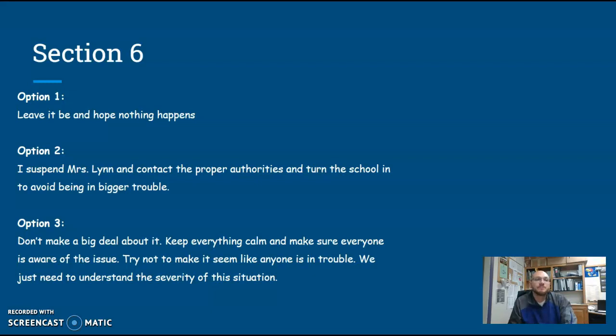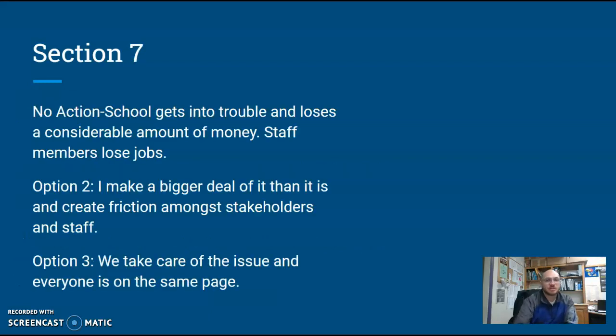Option three, you don't make a big deal about it, but you do make a big deal about it. So you keep everything calm and make sure everyone is aware of the issue. Explain the copyright laws and what could happen to the school, and say this is not what we want, and come up with solutions to fix the issue. Make it to where it doesn't seem like anybody's really in trouble. Mrs. Lynn's not trying to hurt the school; she's trying to help it. So you go with that, and just need to understand the severity of the situation.